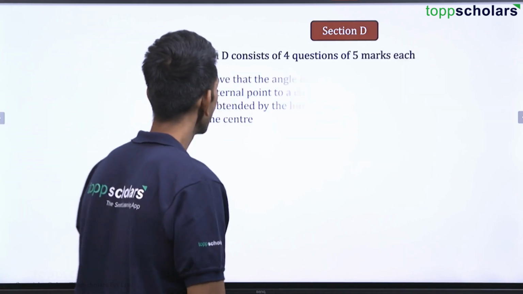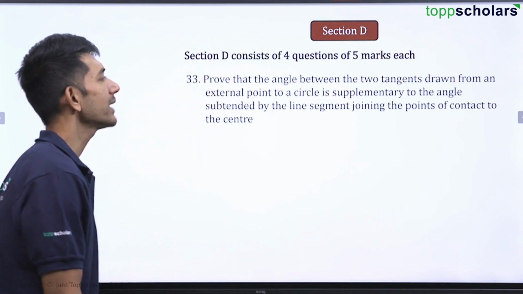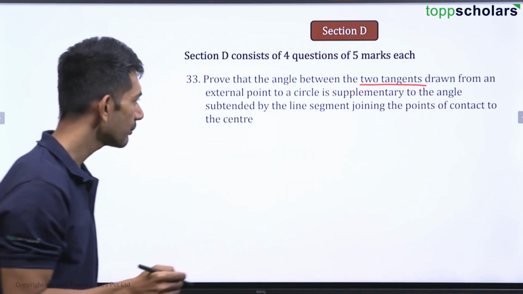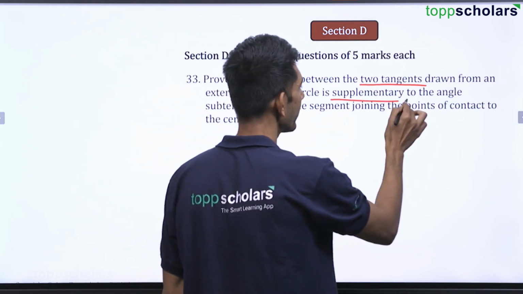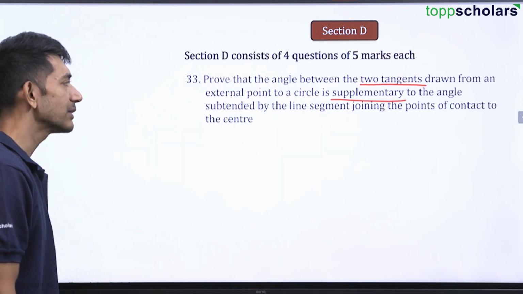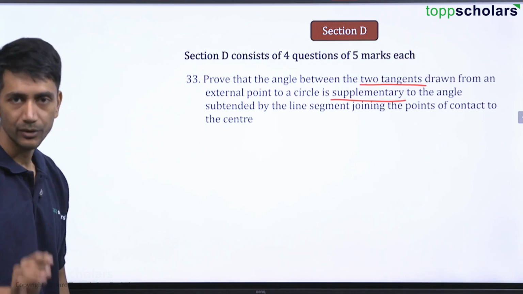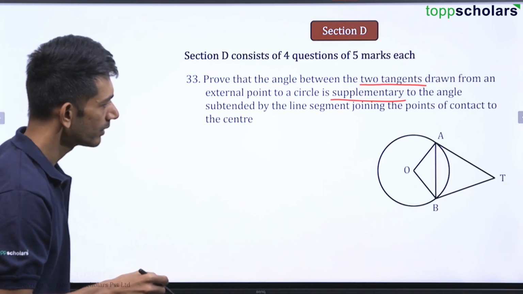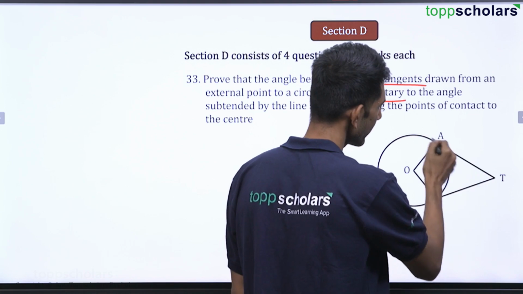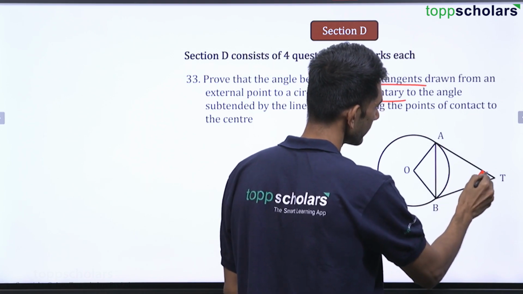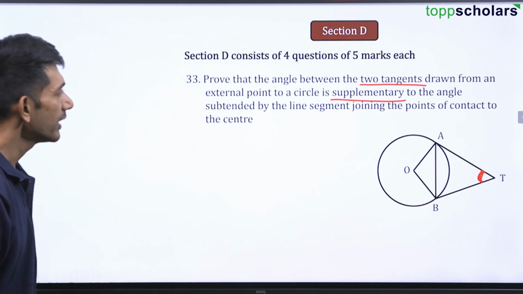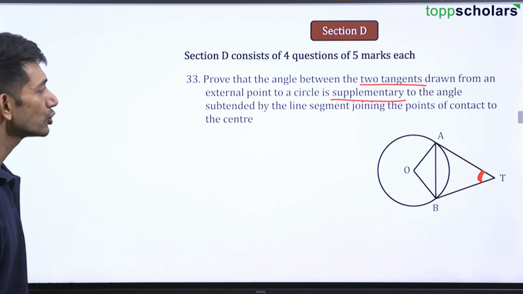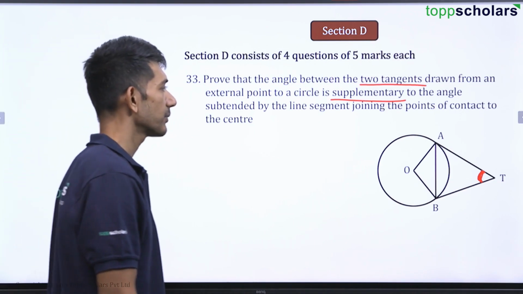Let's have a look at a new question now. It says, prove that the angle between the two tangents drawn from an external point to a circle is supplementary to the angle subtended by the line segment joining the point of contact to the center. Okay, once again, angle between two tangents. So whenever we have a circle, there are two tangents TA and TB, and this angle between two tangents is supplementary to which angle? To the angle subtended by a line segment joining the point of contact to the center.